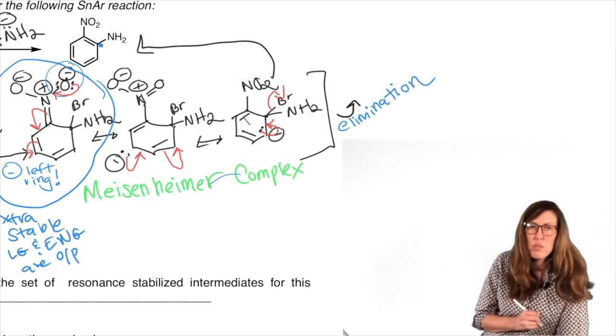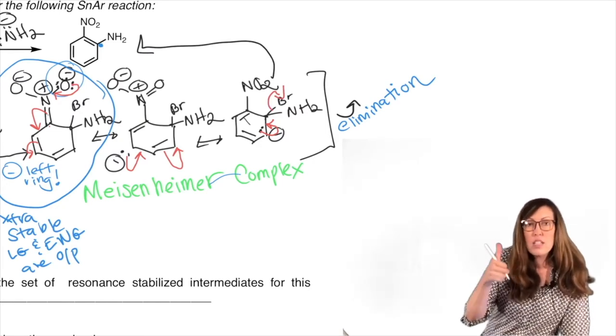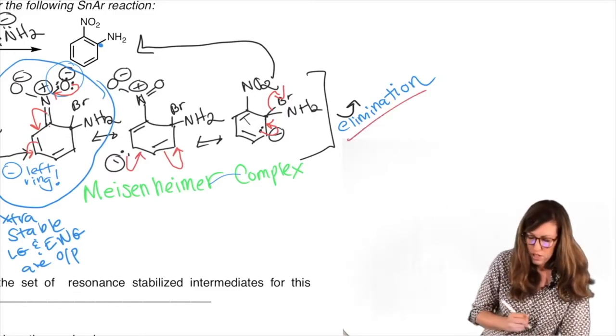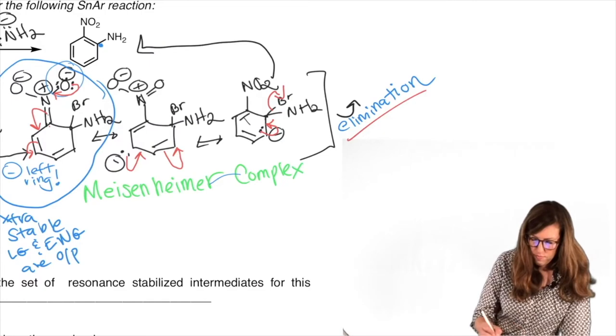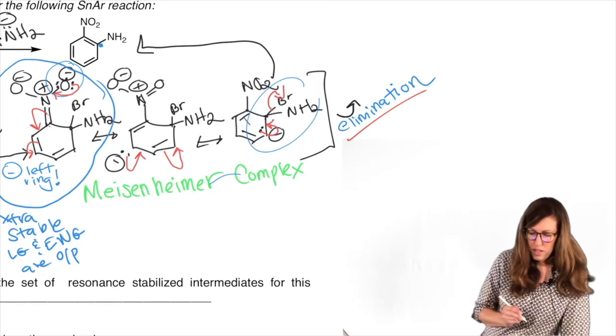Kick off the leaving group. Leaving group's gone. This is elimination. Form a pi bond, kick off leaving group. This is an E2 step. So that's hence the elimination right there. Okay, so those steps are elimination. So we did addition followed by elimination to get the final product.